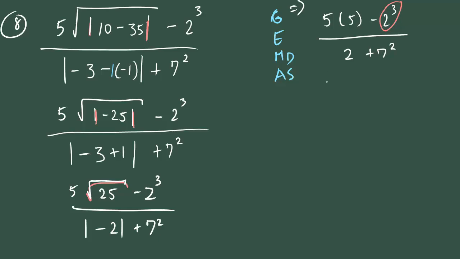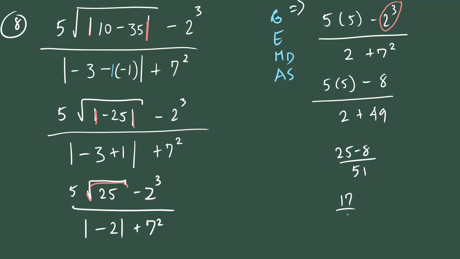So we're going to have 5 parentheses 5 minus 8 over 2 on the bottom part. I have to do 7 squared, which is 49. And then I have to do 5 times 5 is 25 minus 8 over 2 plus 49 is 51. Then 25 minus 8 is 17 over 51.